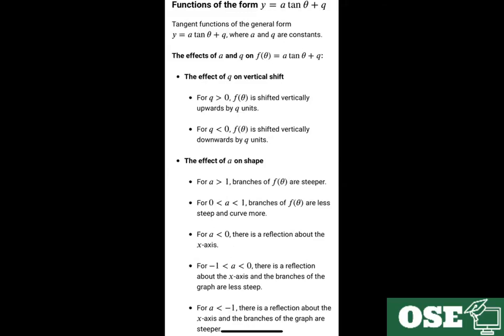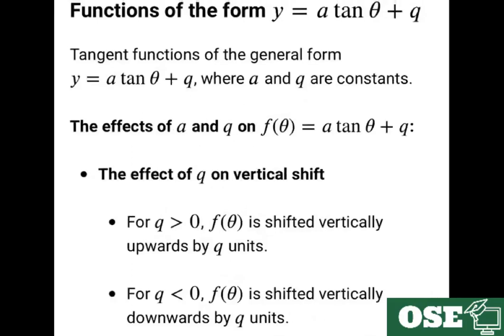As you saw, the original graph starts at 0. So if it was tan theta plus 2, then the graph would start at 2. We would see a vertical shift upwards. And for q less than 0, when q is negative, we'll see a shift downwards.